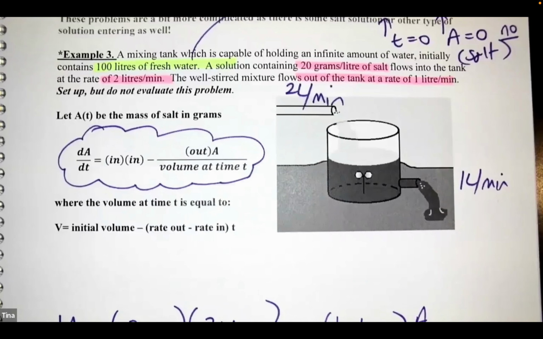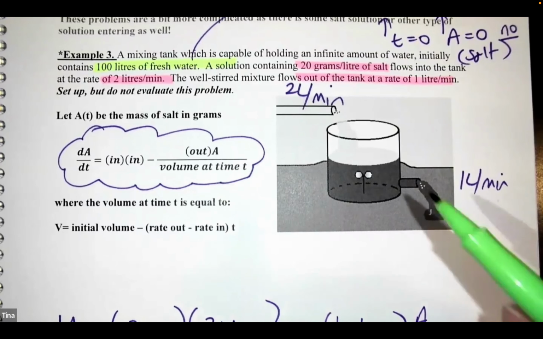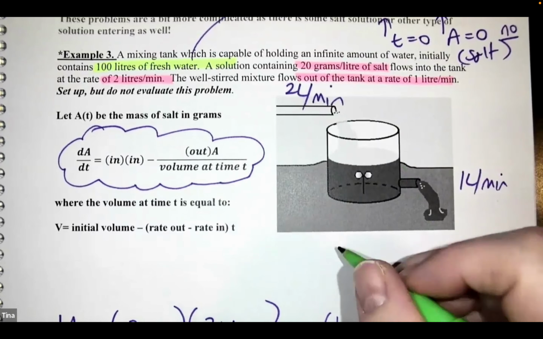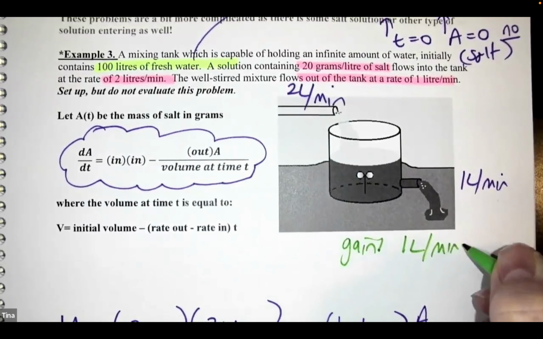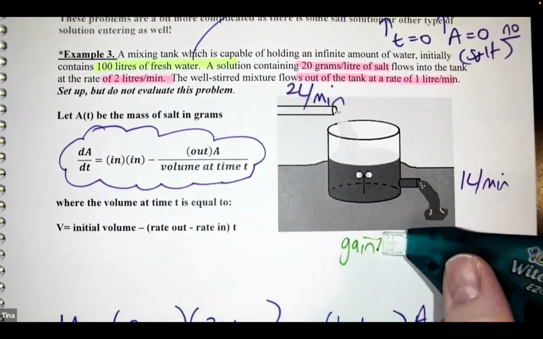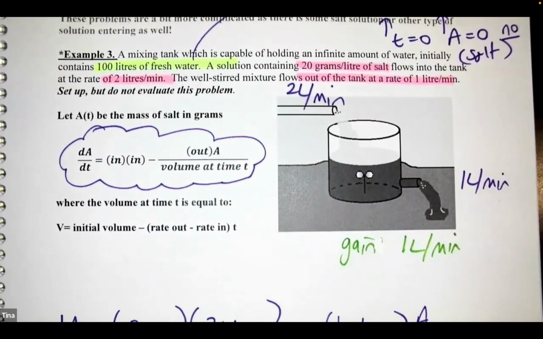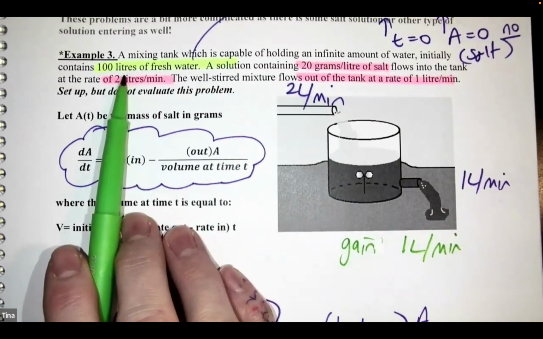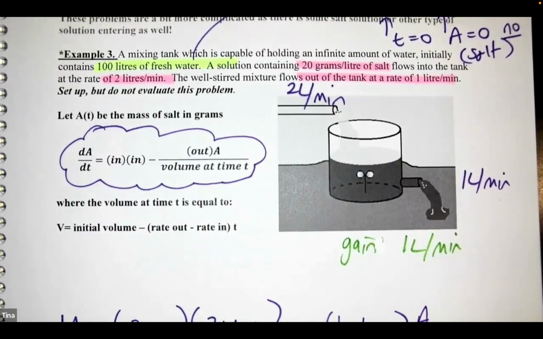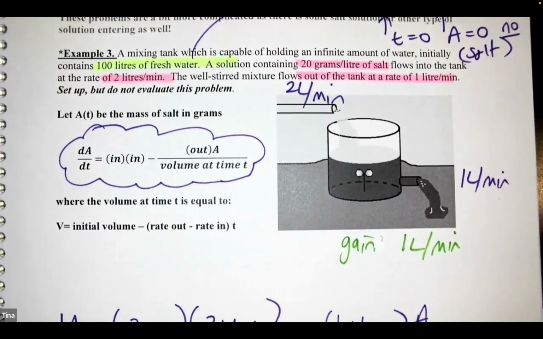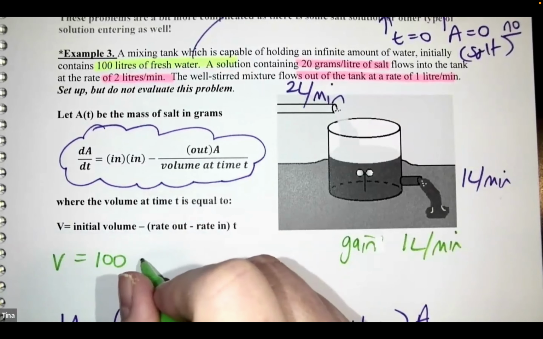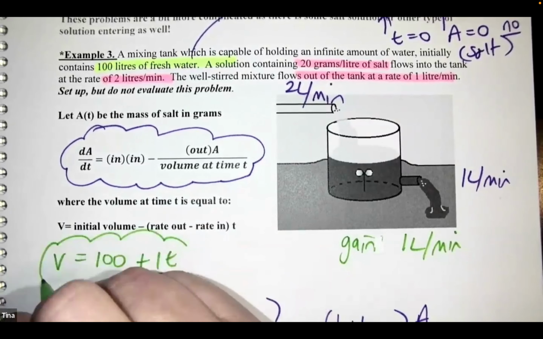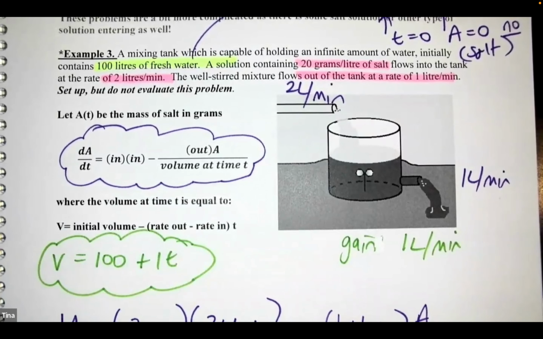At 1, what's happening each minute? Are we gaining or losing each minute? And at 2 in, out at 1, we're going to gain 1 liter every minute, right? So if our volume starts out with 100 liters and we're gaining 1 each minute, then really we've got 100 plus 1t, right? That's our change.